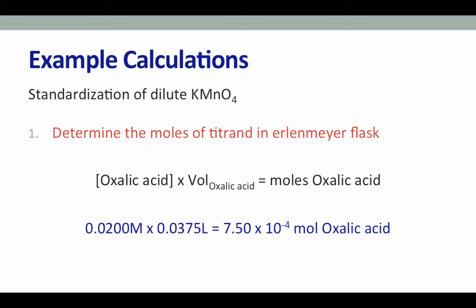First step is to determine the moles of titrand that you added to your Erlenmeyer flask. So in specific, for this experiment, you would take the known concentration of oxalic acid that's provided for you and multiply it by the volume that you put into your Erlenmeyer. This will equal the moles of oxalic acid.